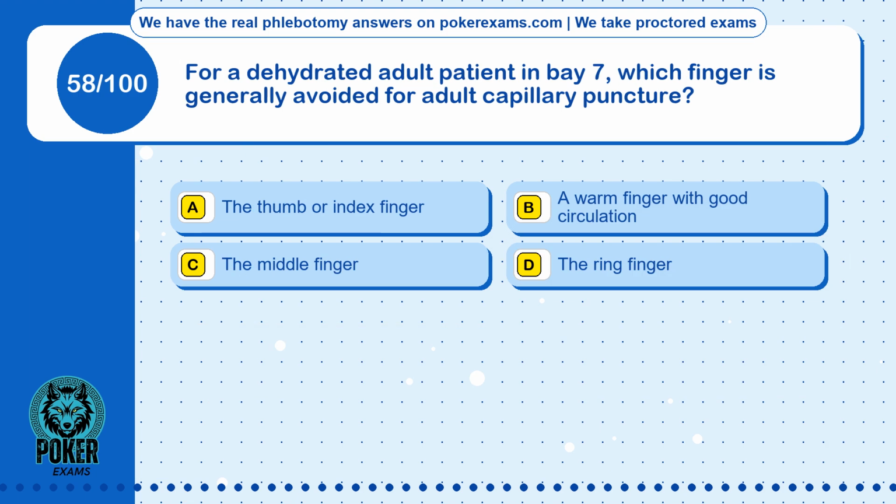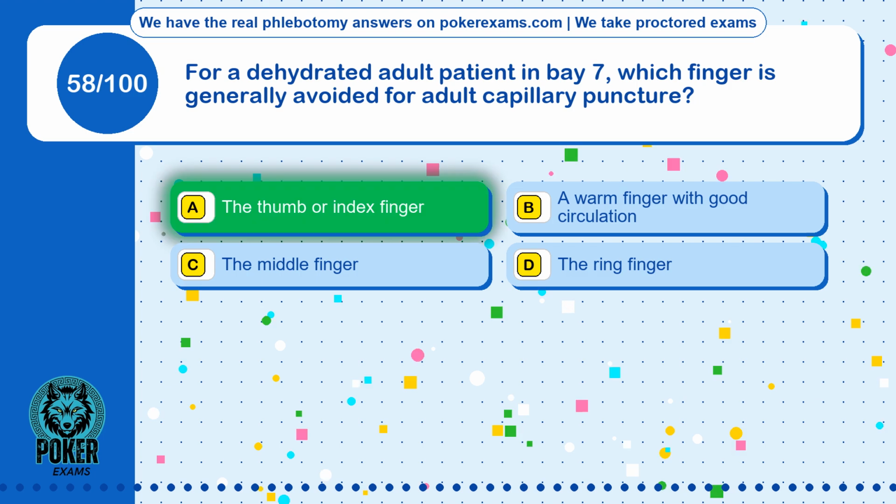Question 58. For a dehydrated adult patient in Bay 7, which finger is generally avoided for adult capillary puncture? Option A. The thumb or index finger. Option B. A warm finger with good circulation. Option C. The middle finger. Option D. The ring finger.